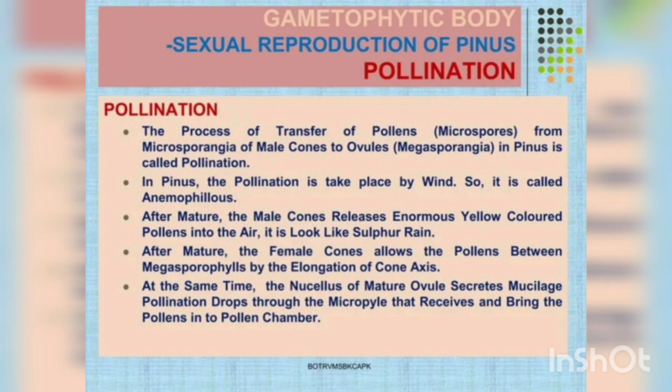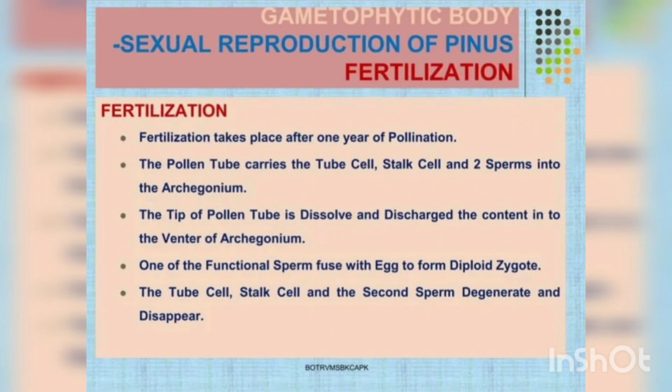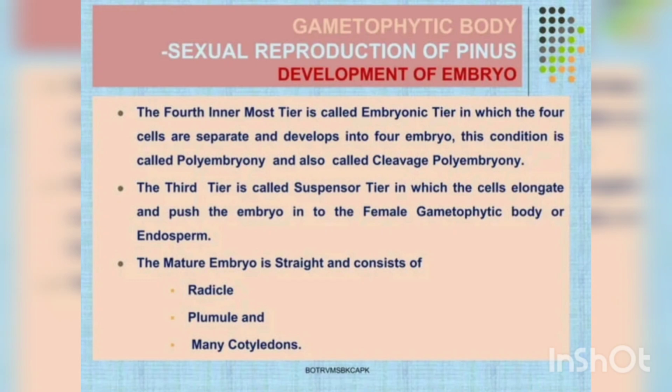Now, after the pollen grains reach the female cone, what happens? The mature ovule secretes a mucilage called the pollination drop, and through the pollination drop, the pollen grains are absorbed into the nucellar region or the archegonia.